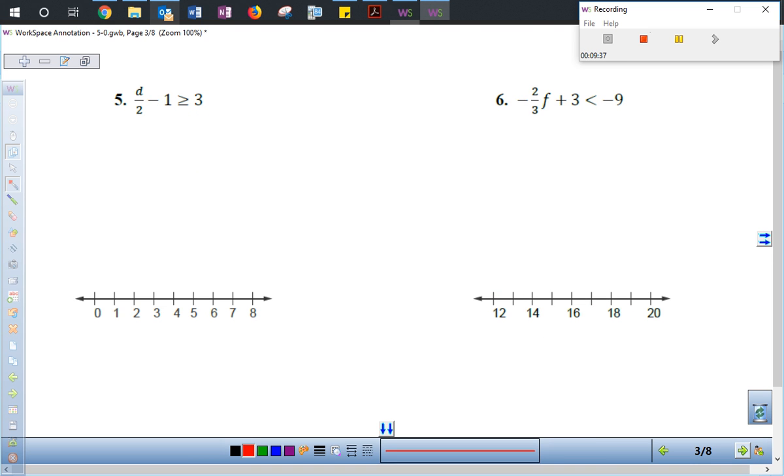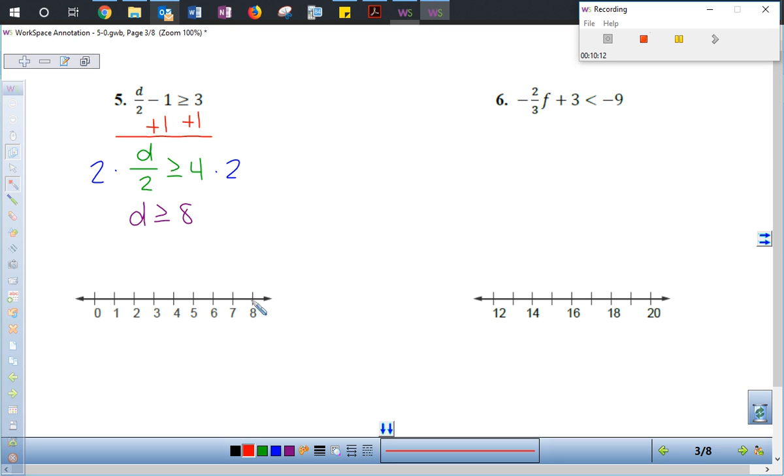Alright, on number 5, again I want to solve for d, so I'm going to add 1 to each side. And we're going to be left with d over 2 is greater than or equal to 4. Now to solve for d, I want to get rid of this divided by 2, so I'm going to multiply each side by a 2. And d divided by 2 times 2 is just d. 4 times 2 is 8. Now, even though we multiplied each side by a number, it wasn't negative, so the sign stays the same. So d is greater than or equal to 8.